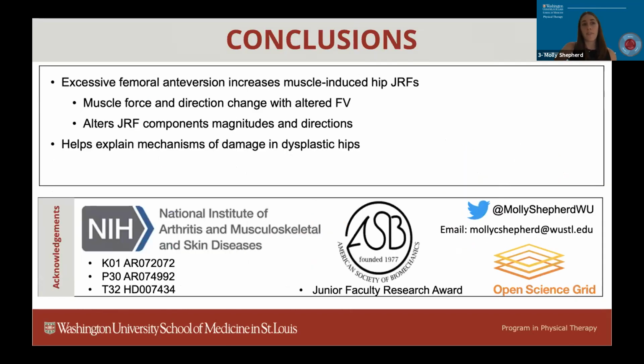So in conclusion, we found that excessive femoral anteversion increased the muscle-induced hip joint reaction forces. The change in rotation of the femur altered the muscle force and directions, which in turn altered the joint reaction force components' magnitudes and directions. So ultimately what this means is that increased anteversion can help explain mechanisms of damage in dysplastic hips.